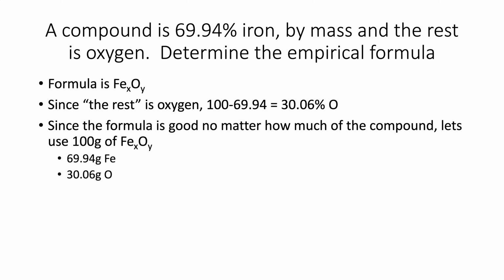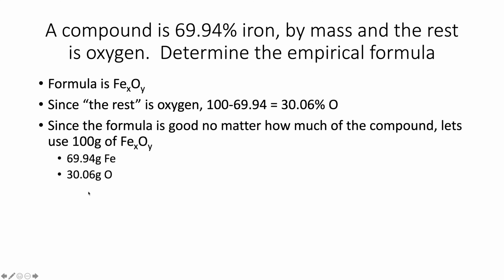So the example is here. The compound is 69.94% iron by mass, and the rest is oxygen. Let's determine the empirical formula. So we know it's going to be FexOy because it's iron and oxygen. Just a little by the way, how do we know which element we write first? If you look at the periodic table, whatever is either further to the left or lower down is written first. Why? Because that's an agreed upon convention. Now we know since the rest is oxygen, that there's 30.06% oxygen.